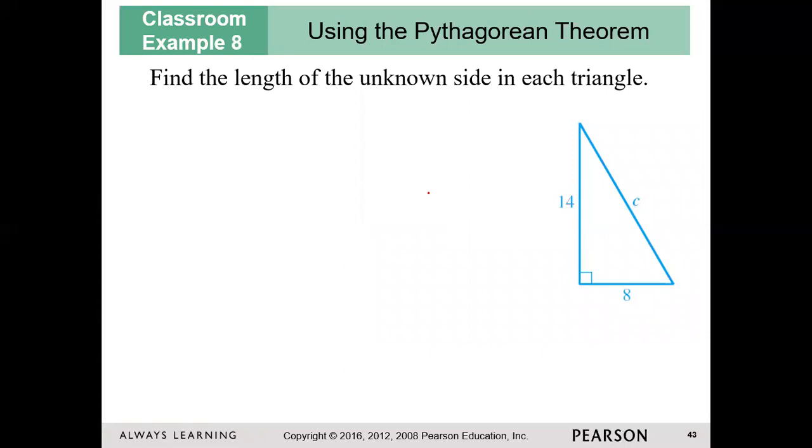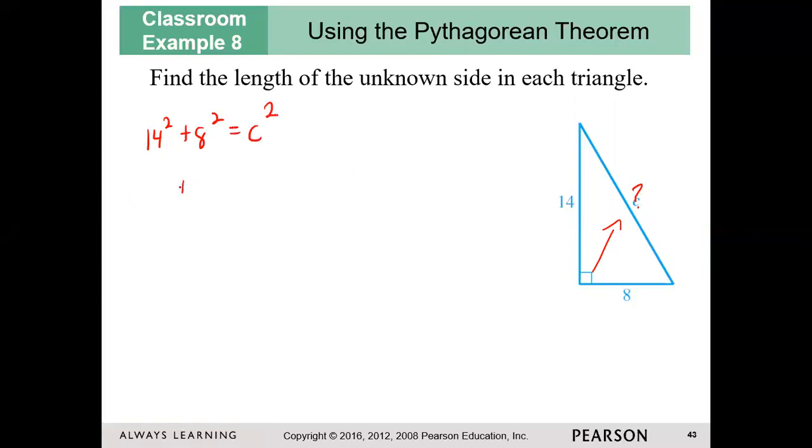So this one's pretty straightforward because they kind of told us that we're finding C here. Generally, when you're solving these Pythagorean theorem problems, you're not given A, B, C. There's just a question mark here. So you have to recognize that this is, in fact, the C. So that is what's going to go all by itself on the right-hand side of that equation. So you have 14 squared plus 8 squared equals C squared.